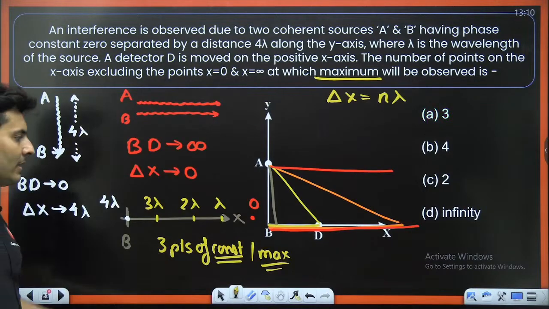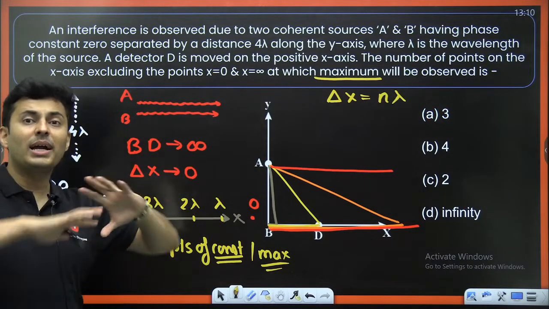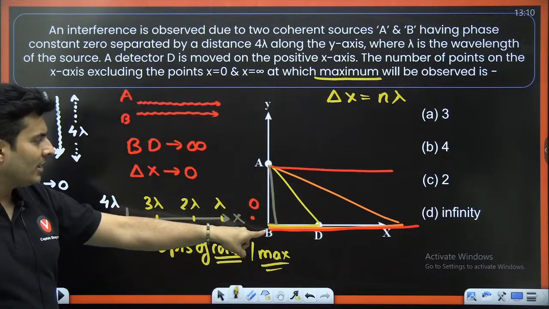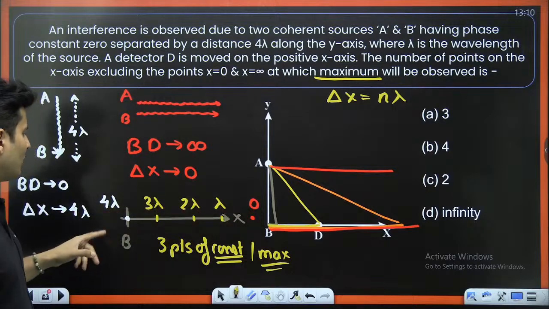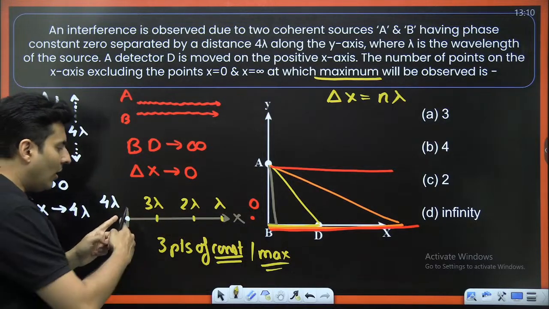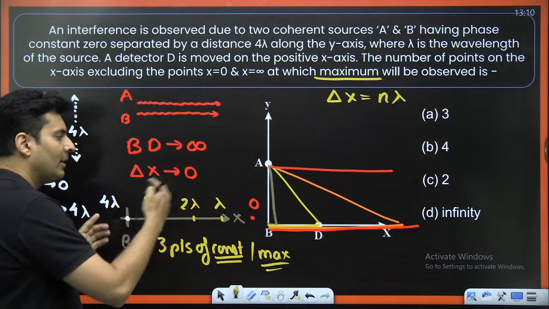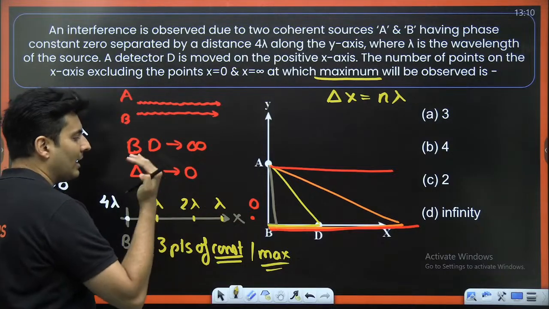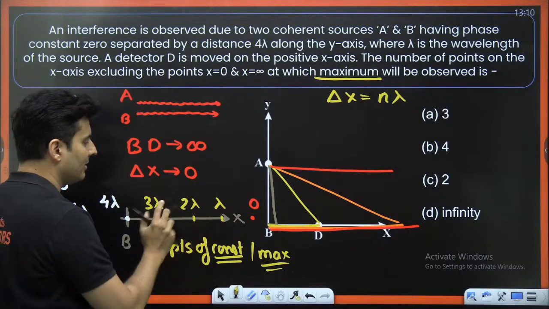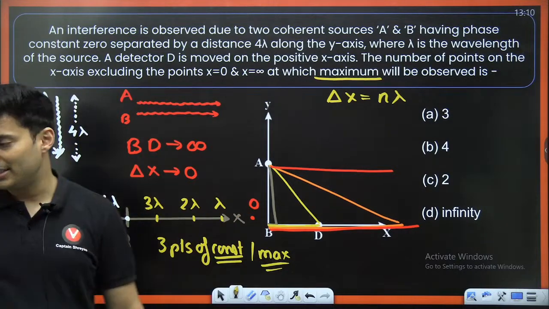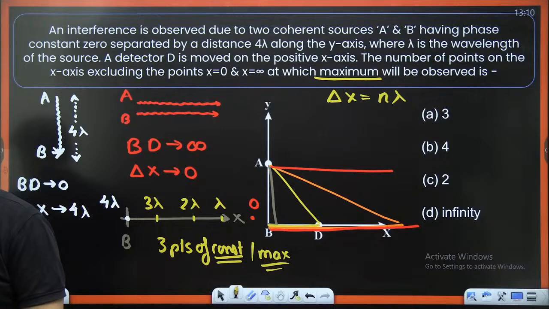Clear how we solved it? You took the extremities. Once you are here, once you are really far, what is the path difference here? You got the extreme points, so all other numbers will be in between. Between 0 and 4 lambda, you should get lambda, 2 lambda and 3 lambda. Don't include this and this. So these three only you have to consider. So 3 maxima over there.